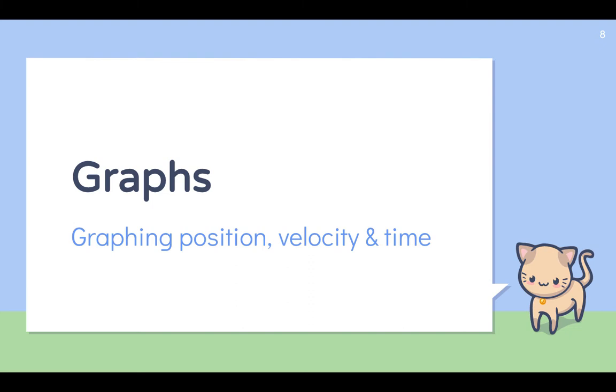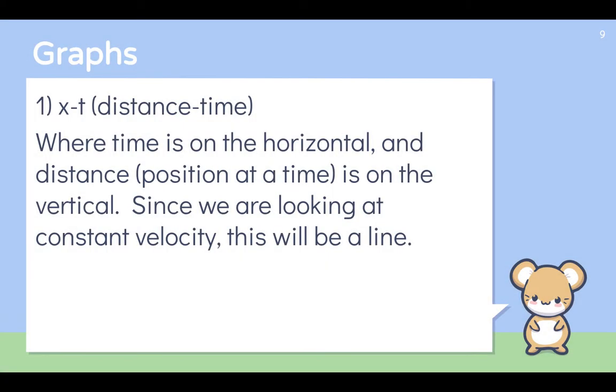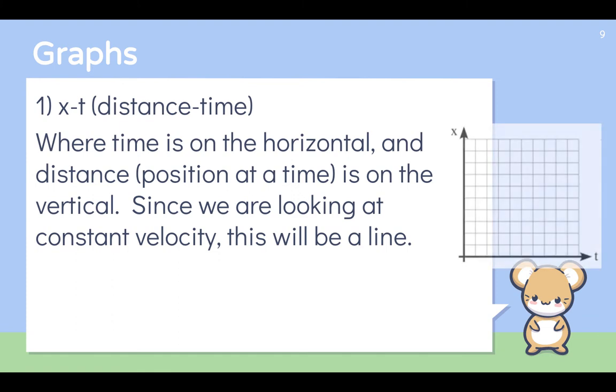All right, welcome back. Now let's talk about graphs. Okay, graphing position, velocity, and time together. So the first graph that you're going to encounter is an XT graph. This is the one you're already familiar with, where time is on the horizontal, distance or position at a given time is on the vertical, and since we're looking at constant velocity, this will be a line. So this is an XT graph.